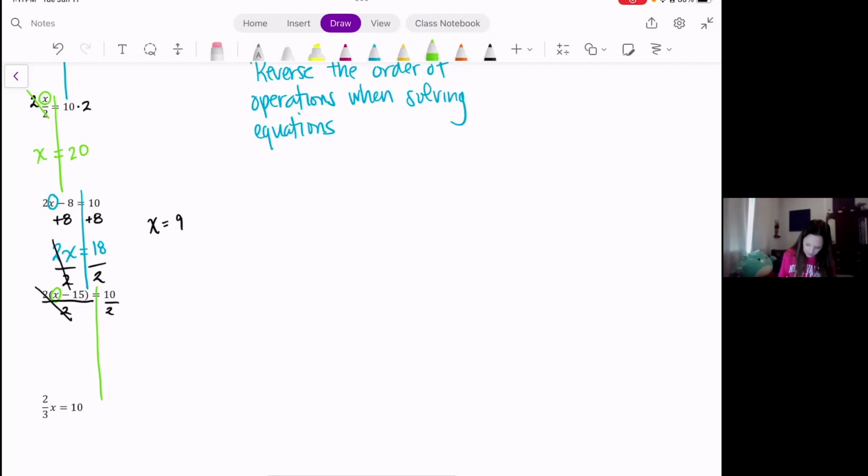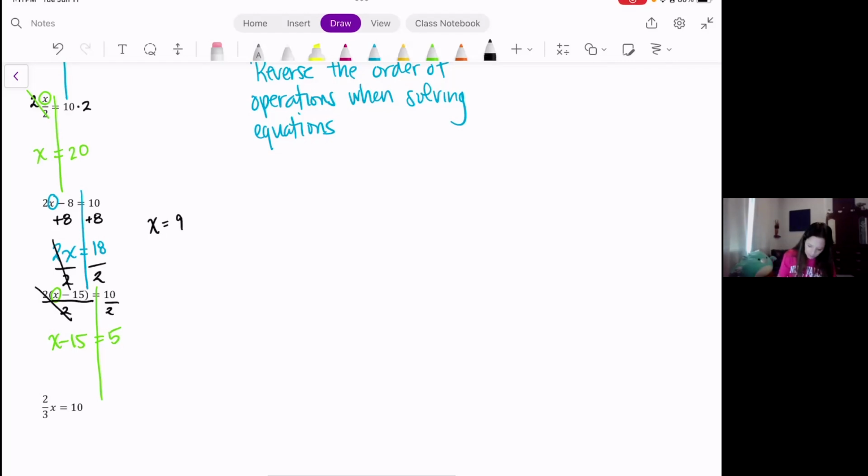I'm left with x minus 15 on the left-hand side. 10 divided by 2 is 5. Now, some teachers might have taught you need to distribute first. You will get the same answer if you distribute first or if you did the division. It's actually just a little bit shorter to do the division. If you distribute, then you're going to have 3 steps in this problem rather than 2.